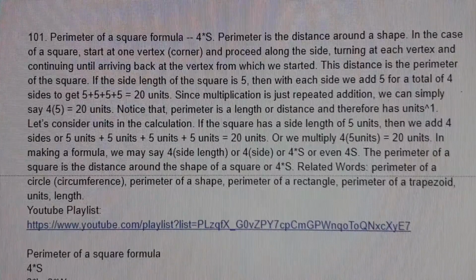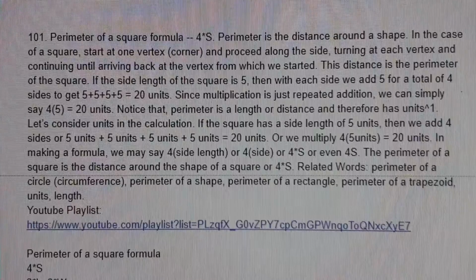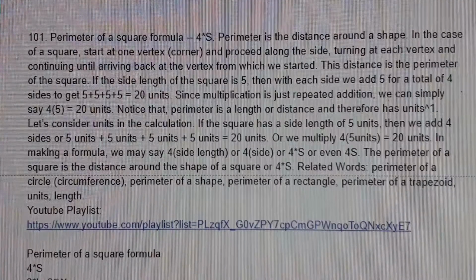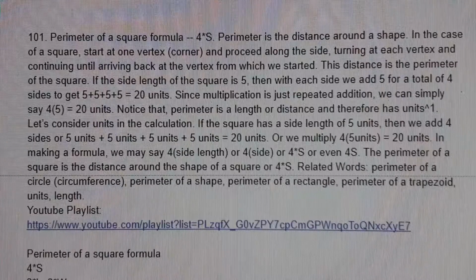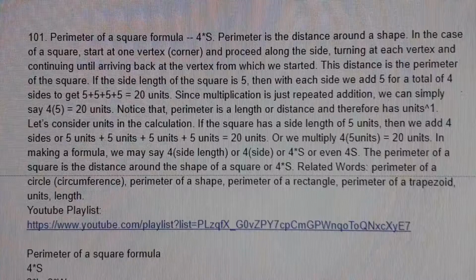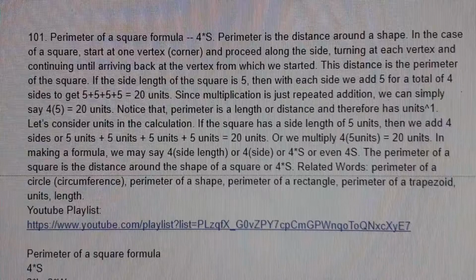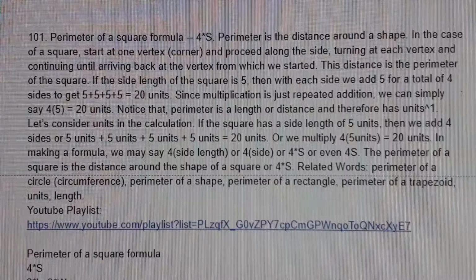Let's consider units in the calculation. If the square has a side length of 5 units, then we add 4 sides, or 5 units plus 5 units plus 5 units plus 5 units equals 20 units. Or we multiply 4 times 5 units equals 20 units.